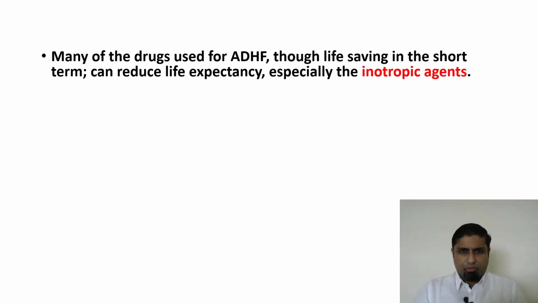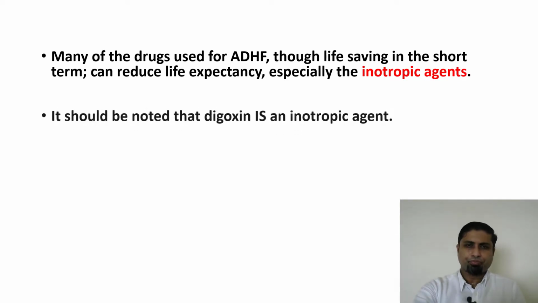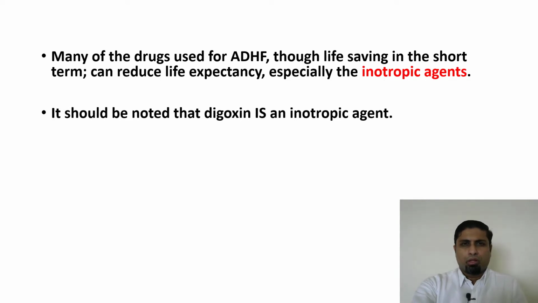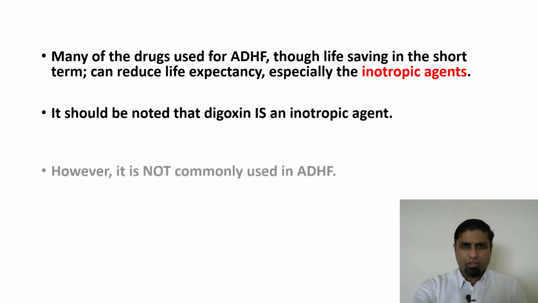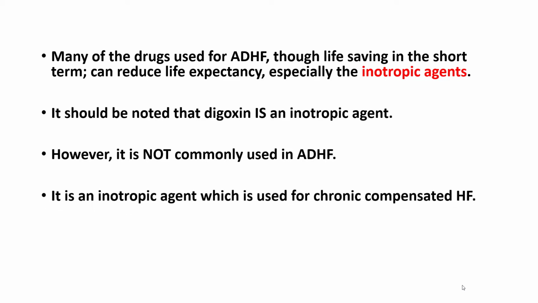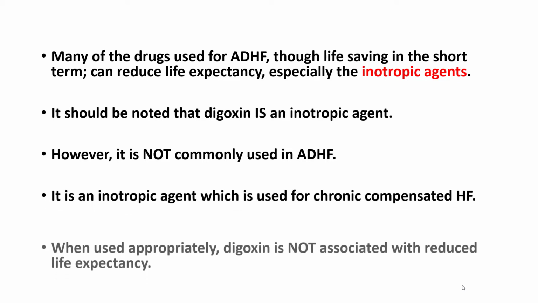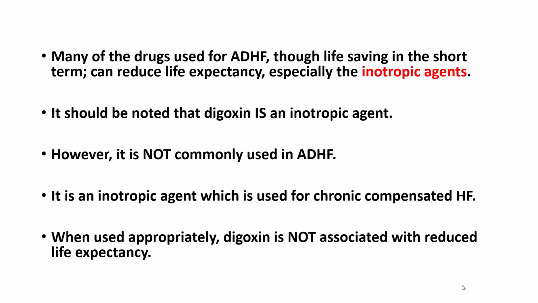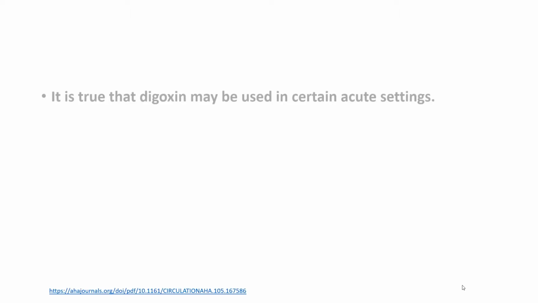Now, as discussed earlier, many of the drugs used for ADHF, though life-saving in the short term, can reduce life expectancy, especially the inotropic agents. Now, we should note that digoxin is an inotropic agent. It is, however, not commonly used in acute decompensated heart failure. It is an inotropic agent which is used for chronic compensated heart failure, and when used appropriately, digoxin is not associated with reduced life expectancy.